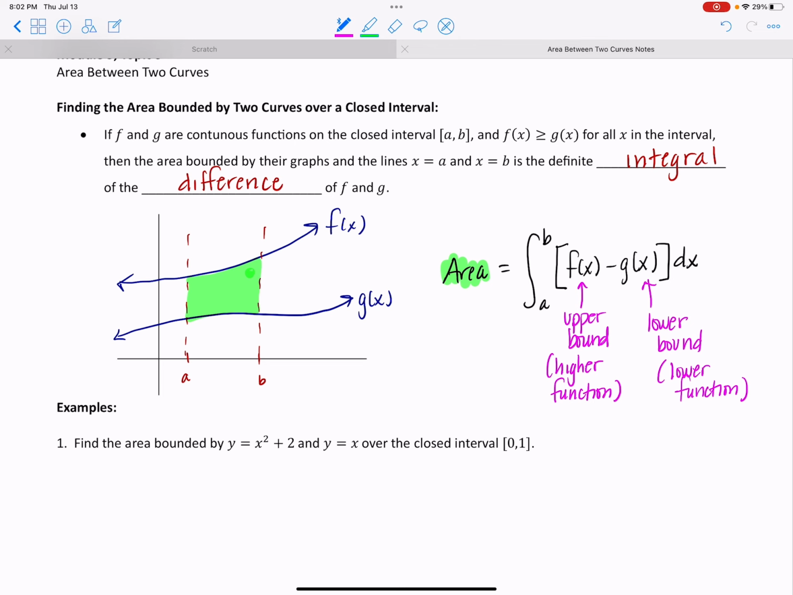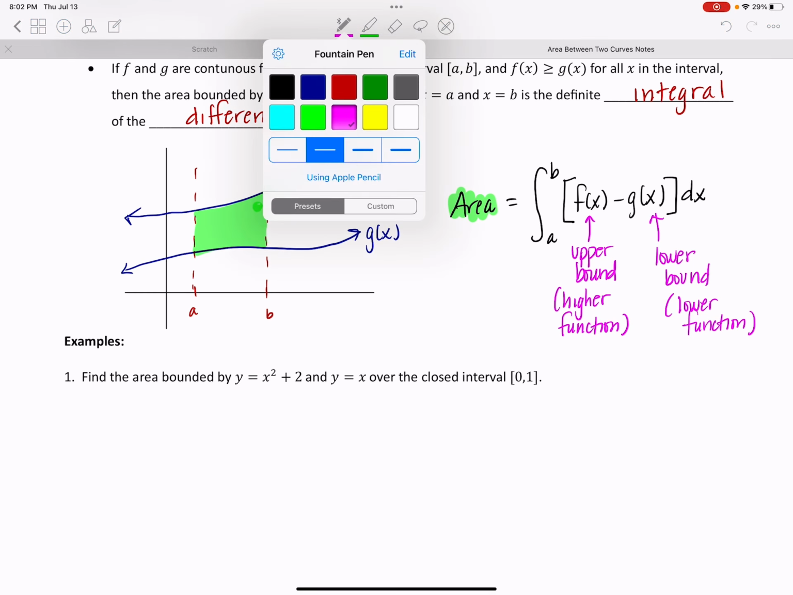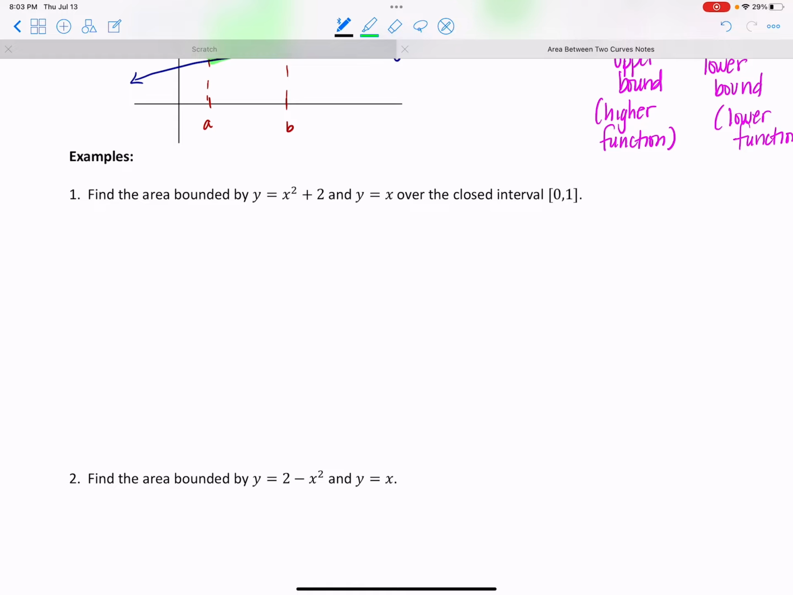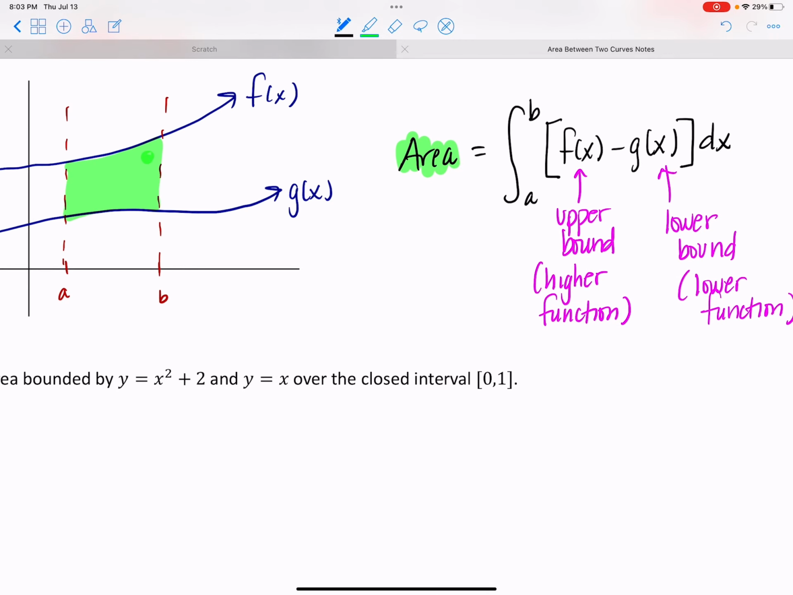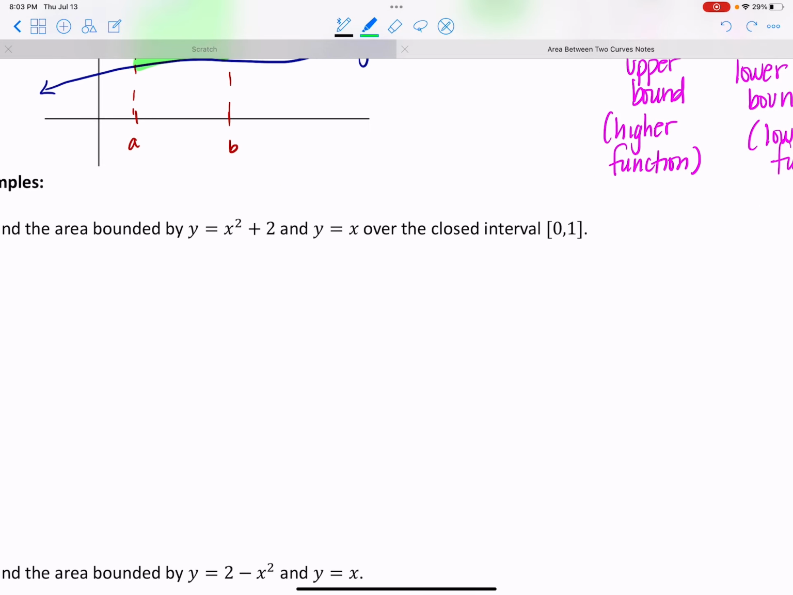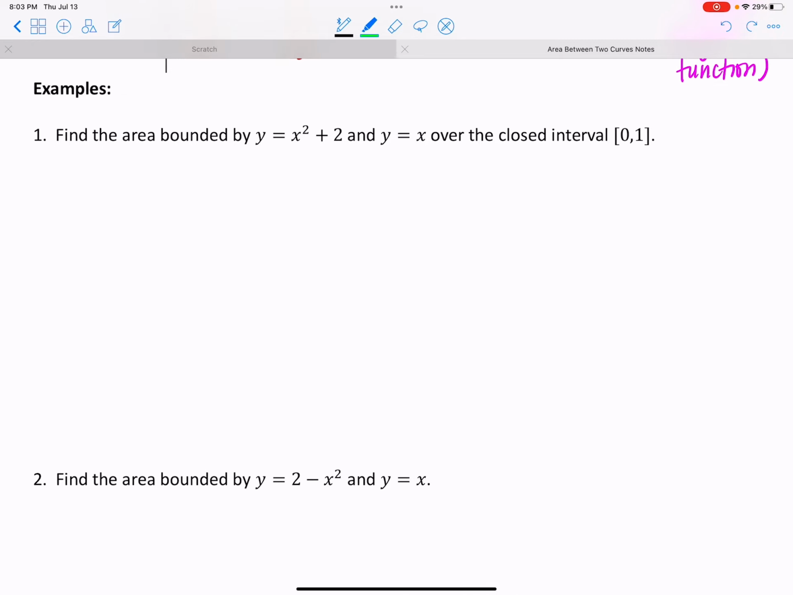Okay, so let's look at an example, and hopefully this work will feel familiar. So number one, we're trying to find the area that's bounded by y equals x squared plus 2 and y equals x over the closed interval from 0 to 1. So there's just one extra step from what we were doing before, and that is to subtract our two functions. In order to do this correctly, we have to know which function is the upper bound and which one's the lower bound. Now I already know because I'm very comfortable with knowing what these functions look like. If you wanted to produce these graphs in Desmos, you absolutely could. I'm also hoping that you have a pretty good handle on what these graphs are going to look like.